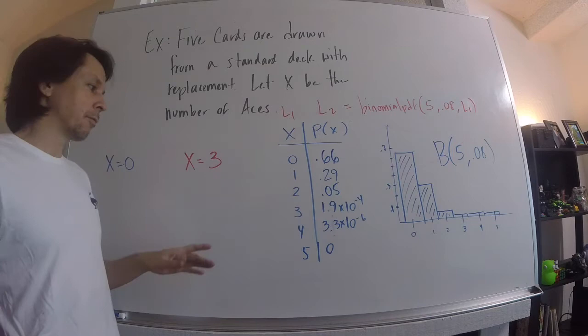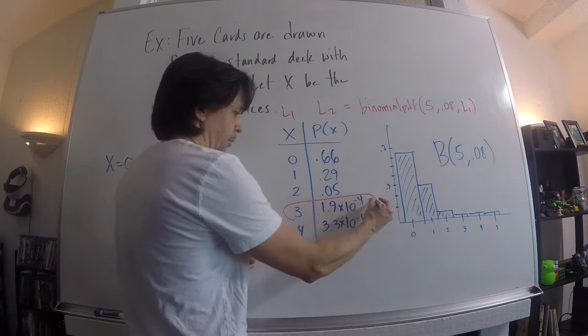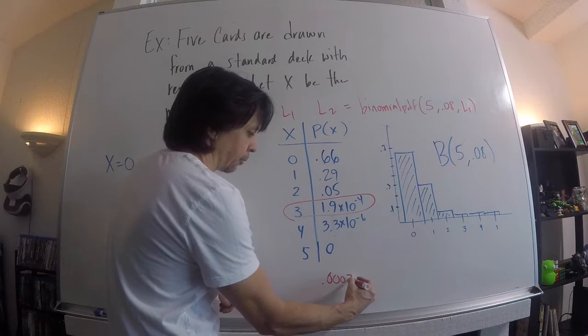But the probability of me getting three aces on five draws is 1.9 times 10 to the negative 4. That's 0.00019, which if you round it, will round to 0.0002. Okay, blue deck, I got 0.